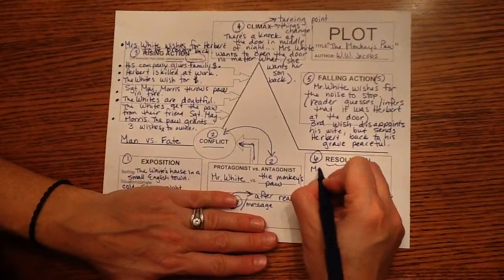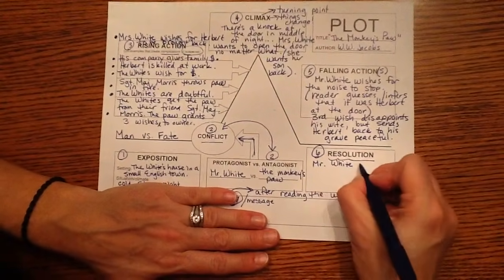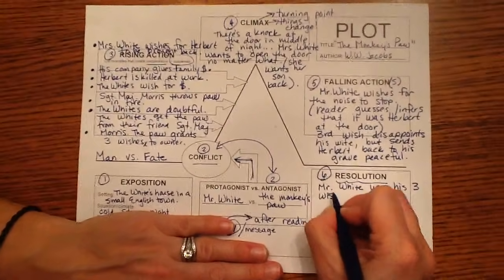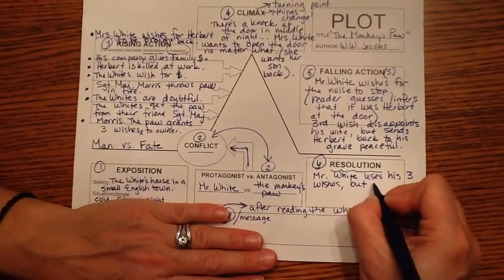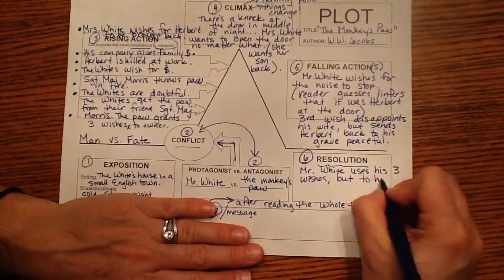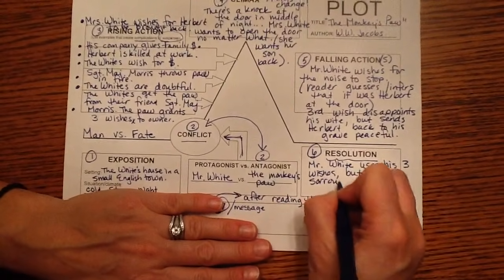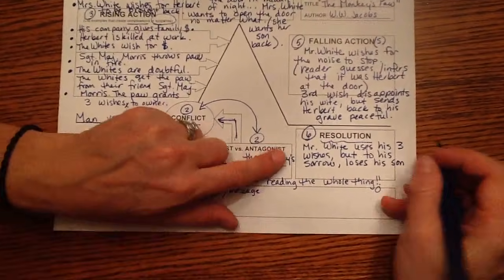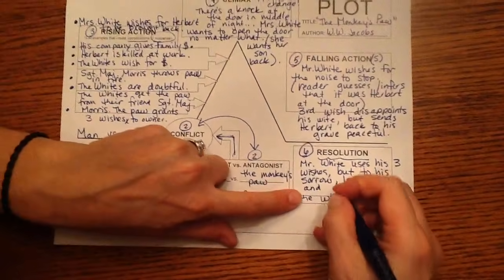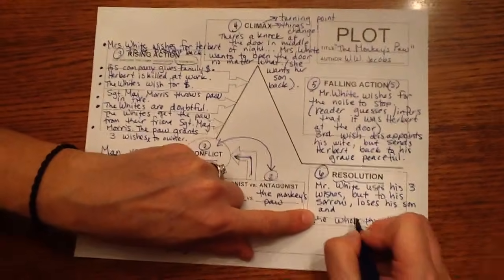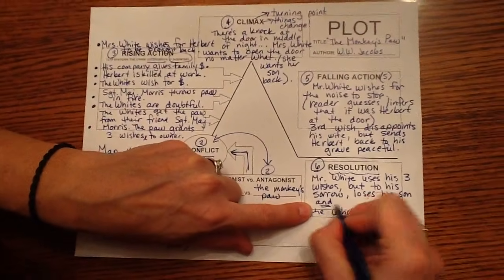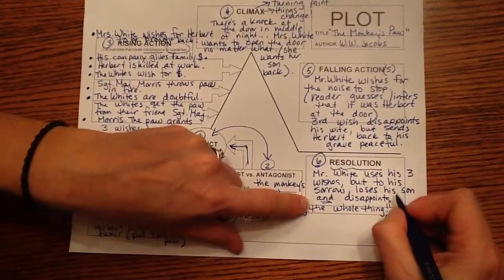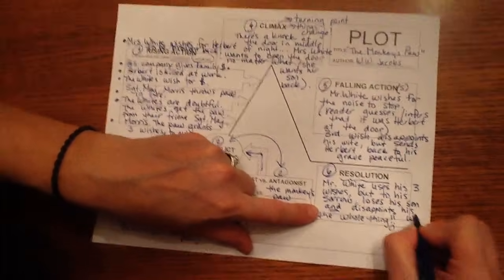So I'm writing that the resolution is that Mr. White uses his 3 wishes, but to his sorrow, he loses his son, even though they didn't wish for him to be gone. They wished for money, but they got the money as a result of his son's death. They lose his son and disappoints his wife because she wants to open that door. So it's all bad. All of it's bad.